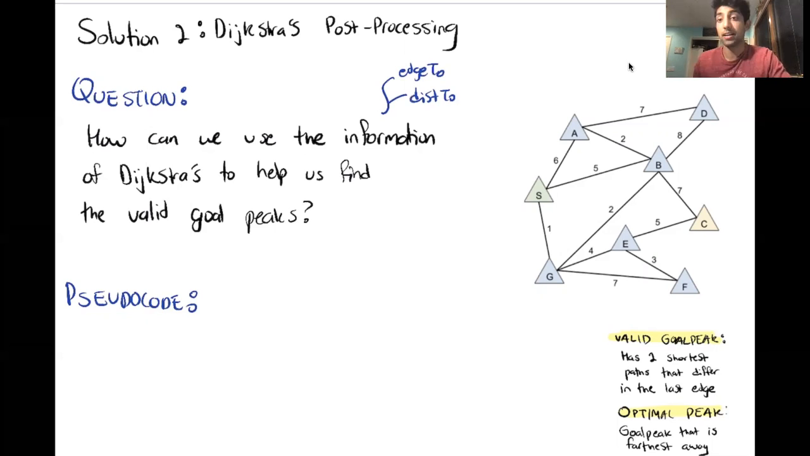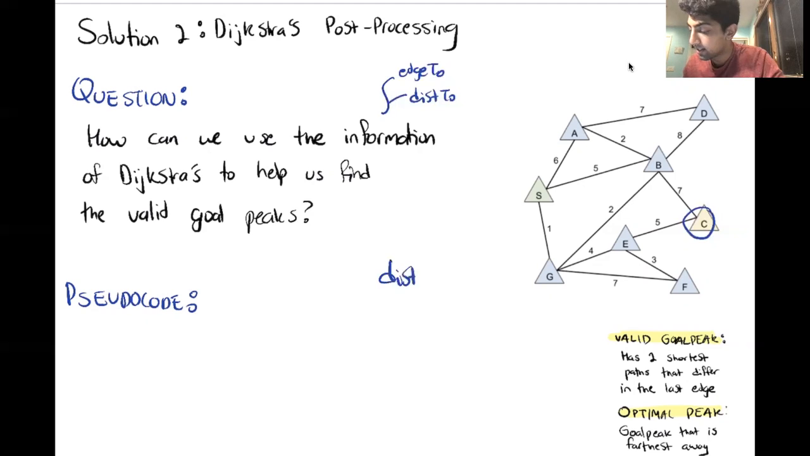So getting back to this question, let's look at C. If S is the start, we know from the previous examples that C is a valid goal peak. How can we determine that C is a valid goal peak if we have the edge 2 and the distance 2 arrays? Well, let's try to figure it out. The distance to C will be 10. The edge to C will be B.